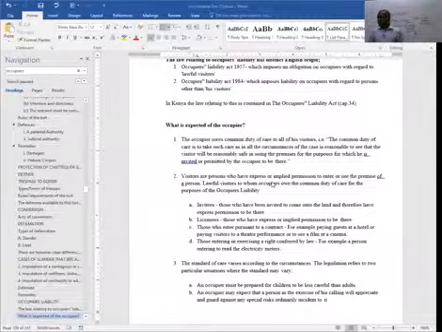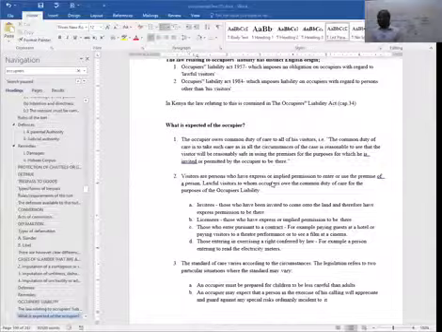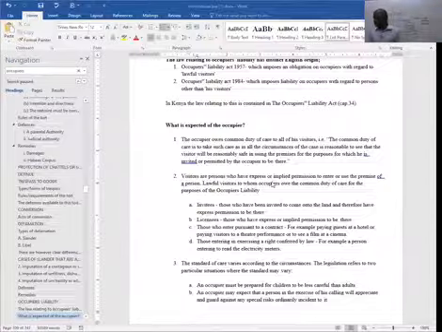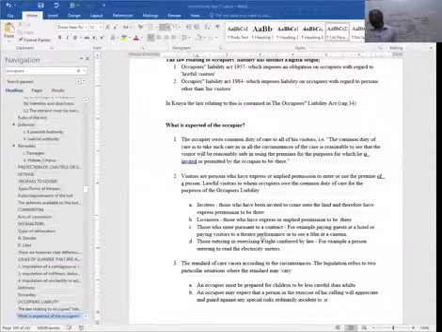So visitors are persons who have express or implied permission to enter or use the premises of a person. In this case, you're talking about invitees, those who have been invited to come onto the land and therefore have expressed permission to be there. So they have expressed permission to be on that particular property.